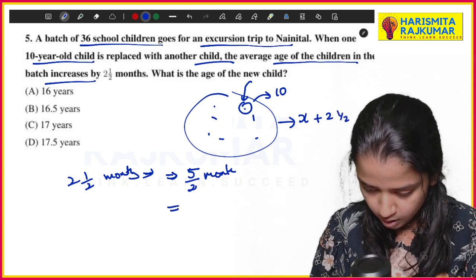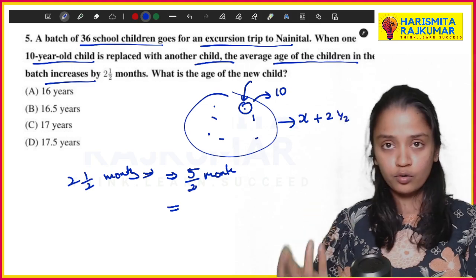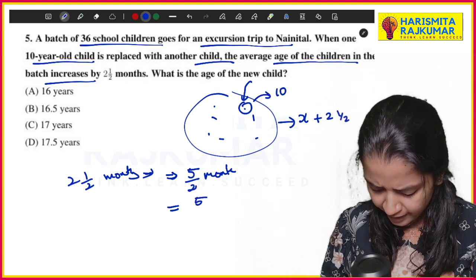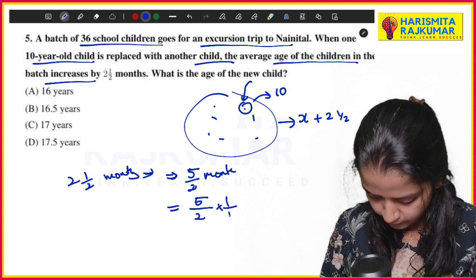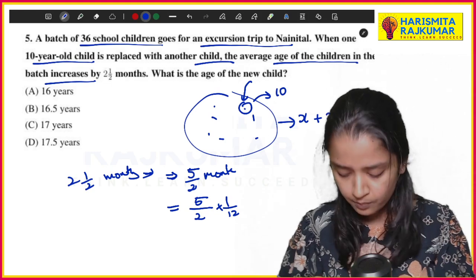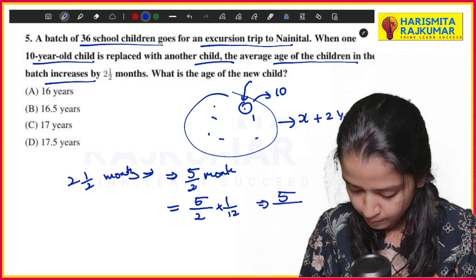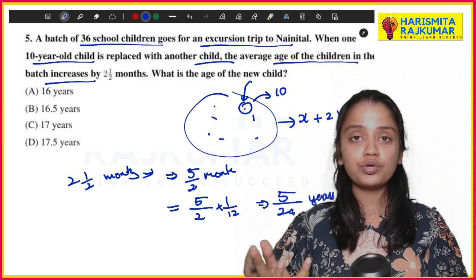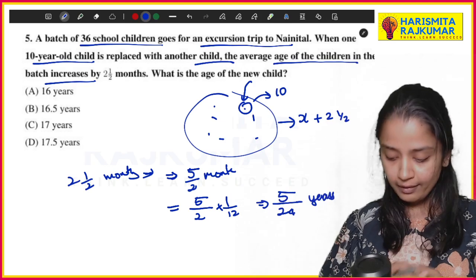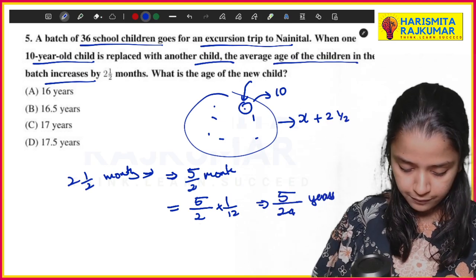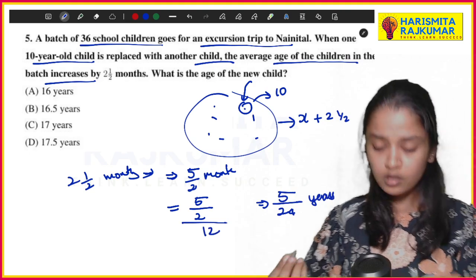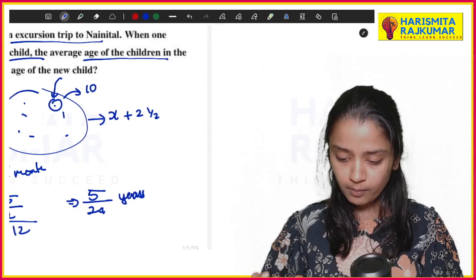So when I convert that into years, it'll be 5/2 into 1/12. So basically you're dividing it, right? So 5/24 year. So for converting the months to years, I have to divide it by 12. So basically, if this is confusing for you, I can write divided by 12.